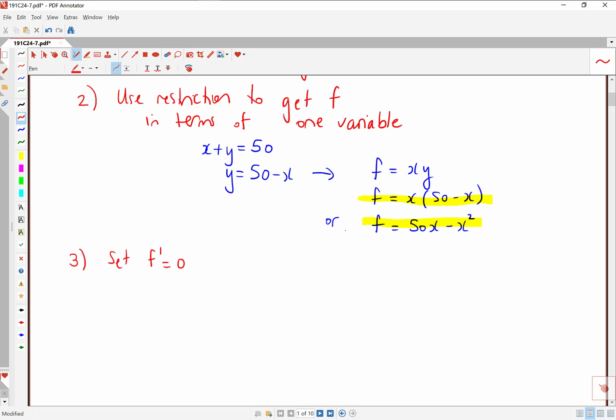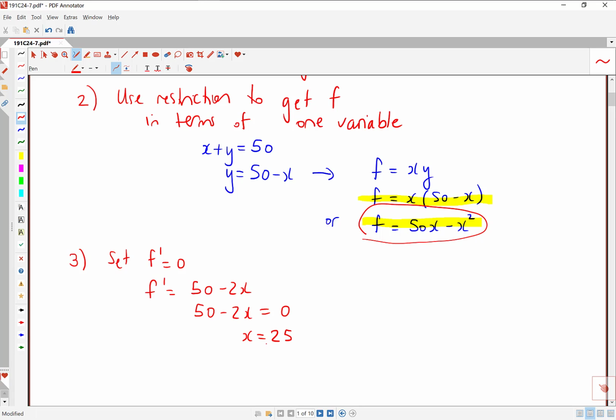So once you've got your function in terms of a single variable, let's find f prime and set it equal to 0. Okay, so just looking at this highlighted version here, let's calculate f prime. It's 50 minus 2x, and we want to set that equal to 0. So 50 minus 2x equals 0. We can solve that little equation that says 50 equals 2x. In other words, x equals 25.